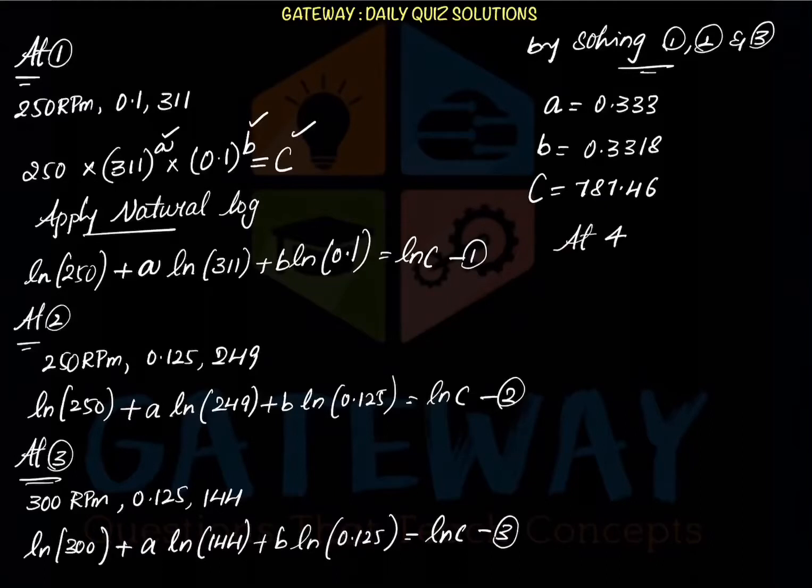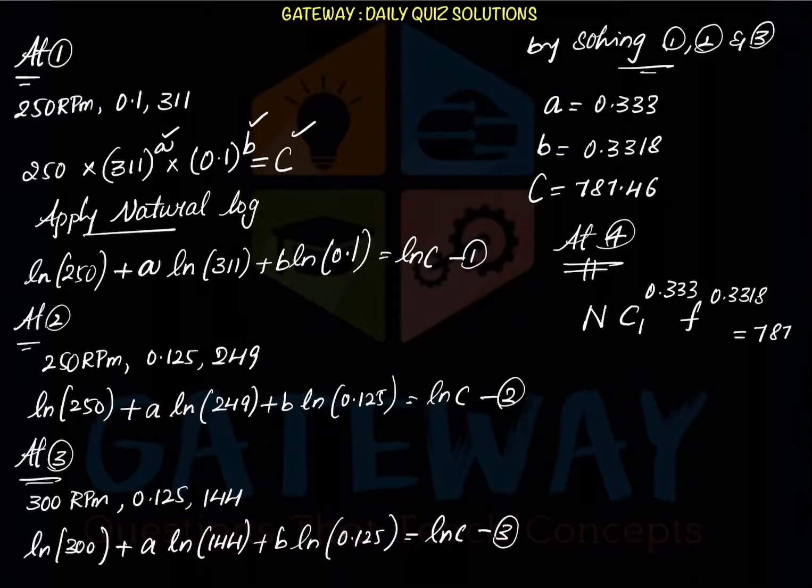Now at stage 4, that is what we were asked to calculate, right? We can just write the final equation here. N C1 power 0.333 into feed power 0.3318, that is equal to 787.46. Here N, we need to calculate the value of number of components here.